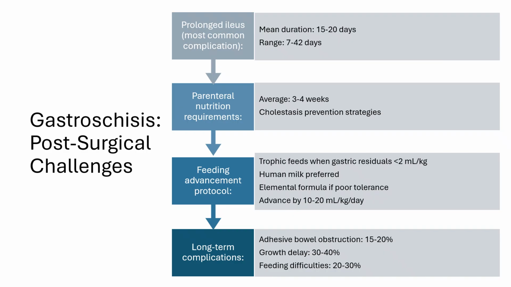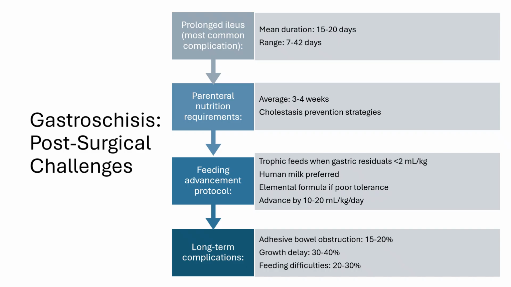Human milk provides optimal nutrition with growth factors that may facilitate intestinal recovery. Advance slowly at 10 to 20 milliliters per kilogram per day. This measured pace prevents overwhelming the still recovering bowel function.